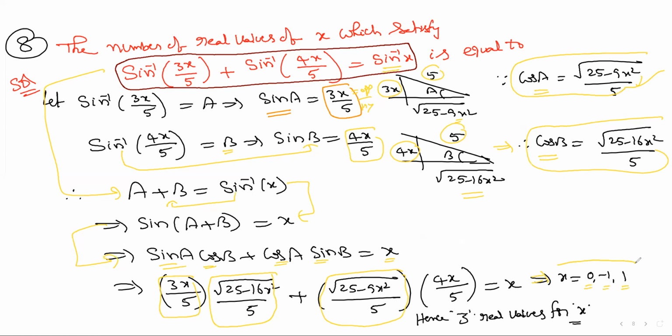How many values have we got? 3 values. What is the answer? The number of real values of x is 3.